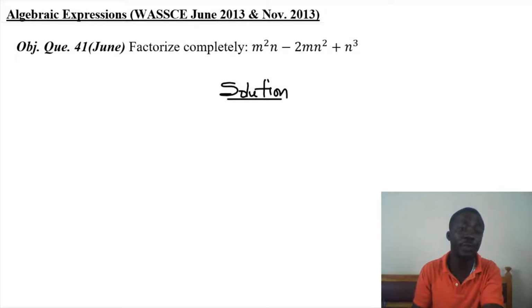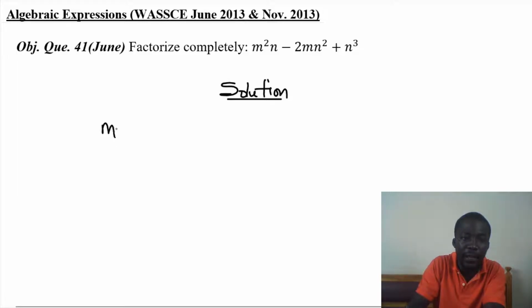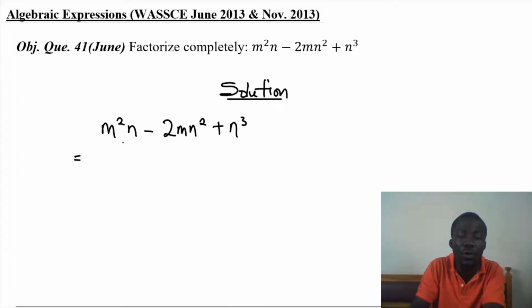And our solution to objective question 41, June, we have to factorize completely m squared n minus 2mn squared plus n cubed. We can see that n is common to all the three terms here, so we can factor n out. N into brackets m squared minus 2mn plus n squared.